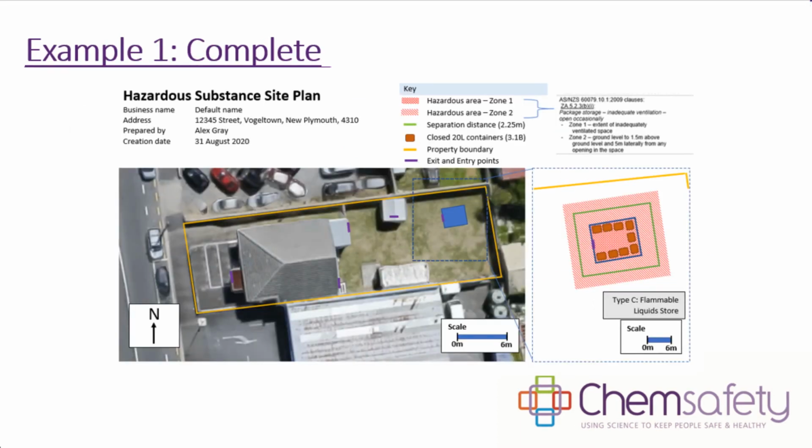So here we have a completed hazardous substance site plan. It has a few additional bits just to make it clear as to the direction of the site with a little north arrow. You'll notice in the top right hand corner we have some more information specifying the rest of the dimensions for the hazardous area. In addition, we also have the type of flammable liquid store which the hazardous substances are contained in.